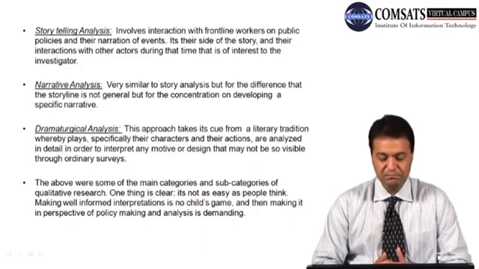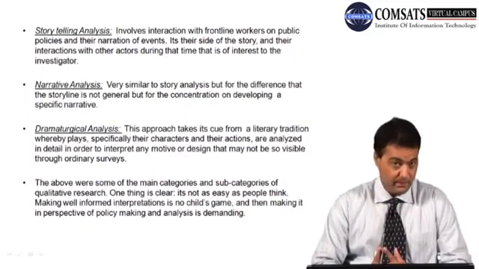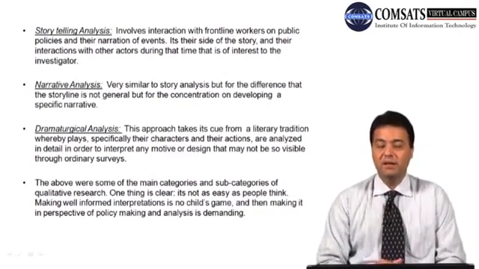So the above were some of the main categories and subcategories of qualitative research. One thing is clear, it is not as easy as people think. Making well-informed interpretation is no child's game. And then making it in perspective of policy making and analysis is very demanding.